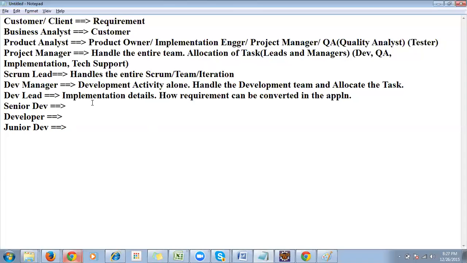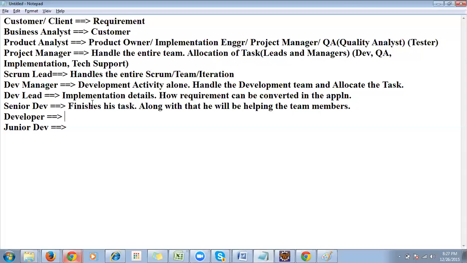Okay. Finishes his task. Along with that, he will be helping the team members also to complete their task.